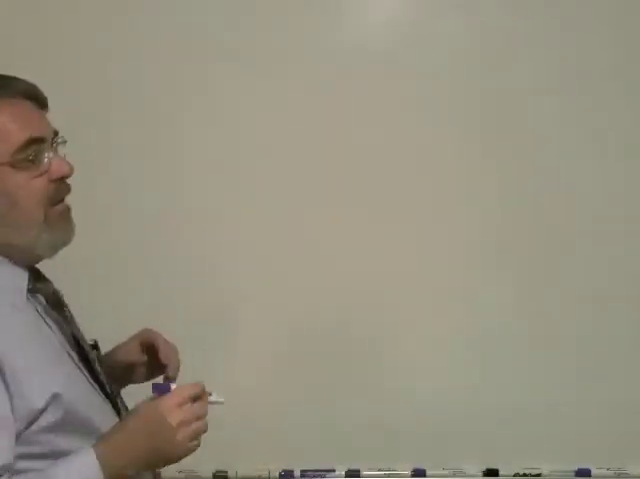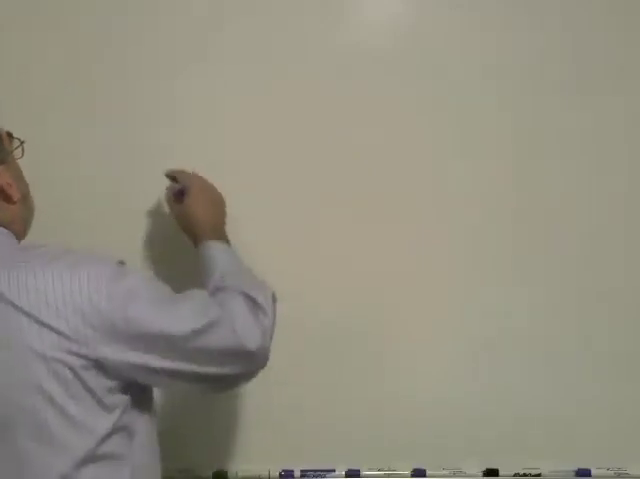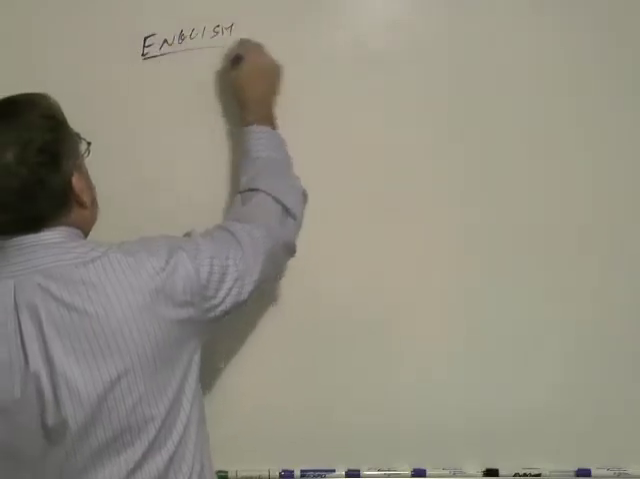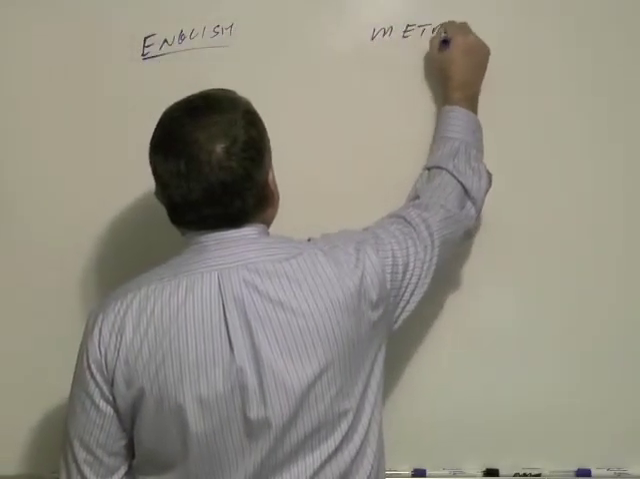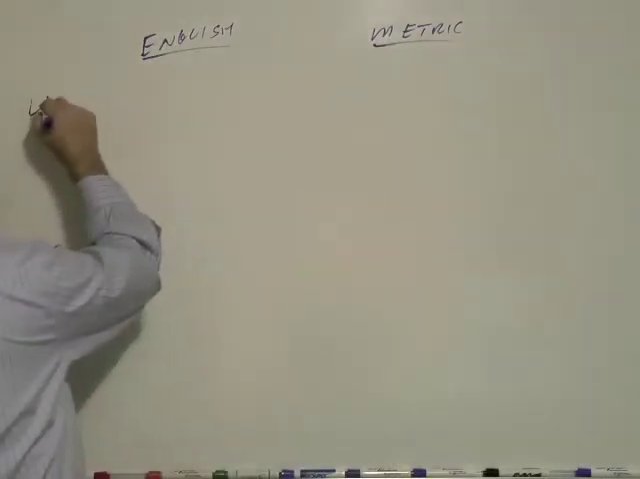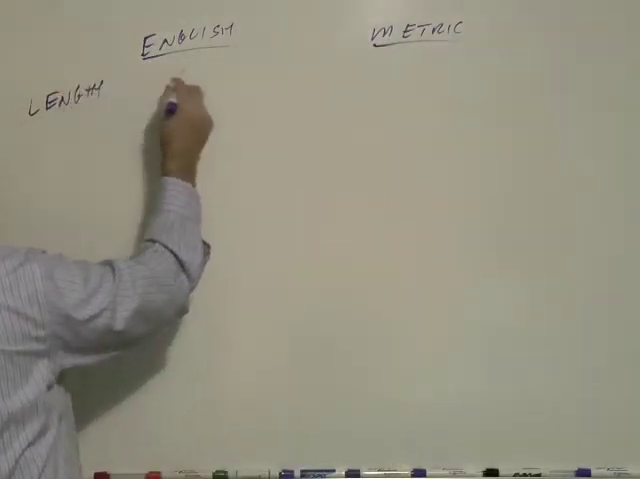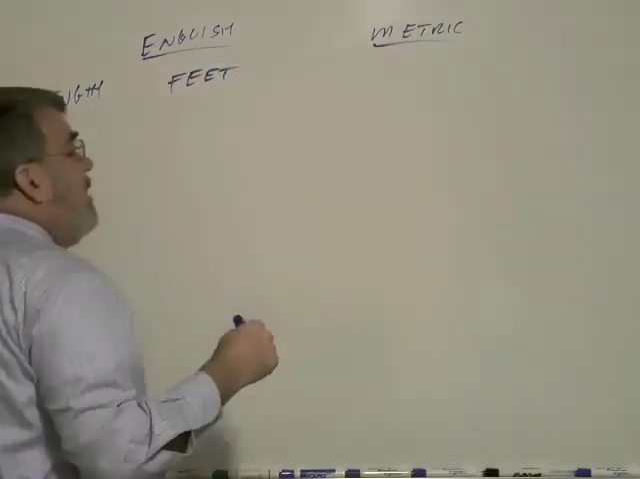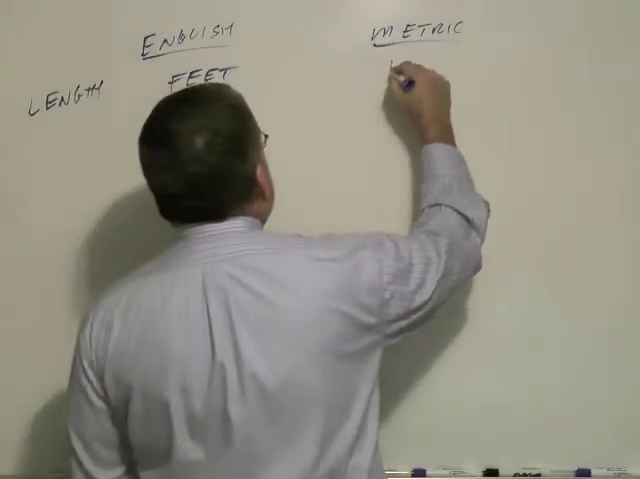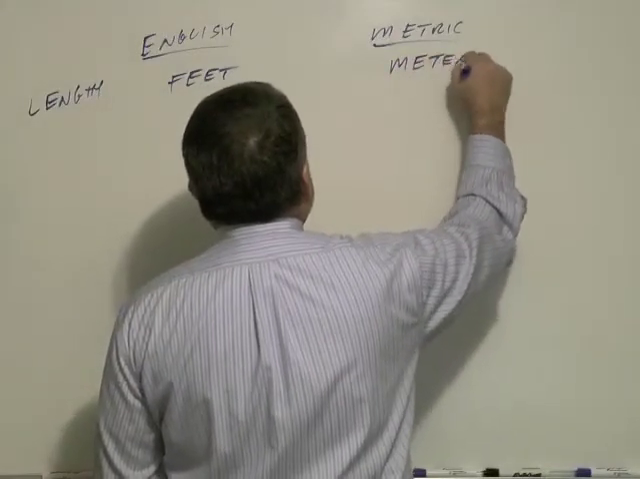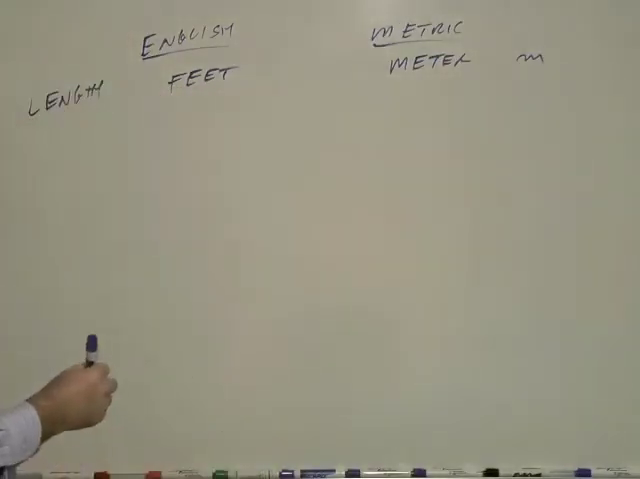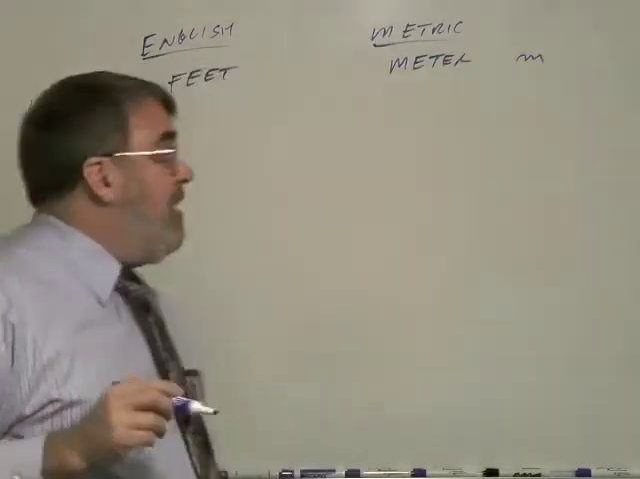So let's begin. The standard unit of length in the English system. Let's write two charts here. Okay, so length is measured in what? Well, we'll probably mostly measure it in terms of feet. And in the metric system, we'll mostly measure it in terms of meters. Meters is abbreviated with a little m, and we don't want to confuse that with mass.